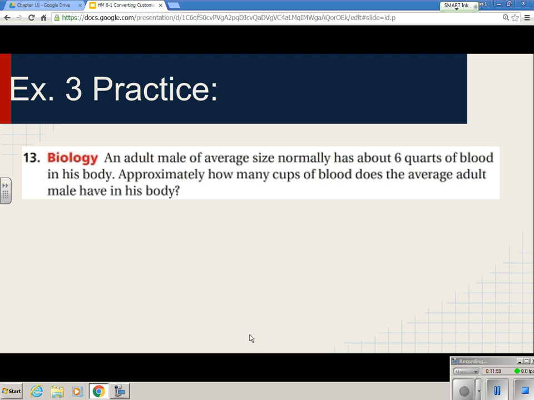So you're looking at this going, well, I need to know how many quarts are in the body and how many cups go into a quart. And then from there, you could probably set up a proportion and solve for it. So come back when you're ready. See if you get the right answer.